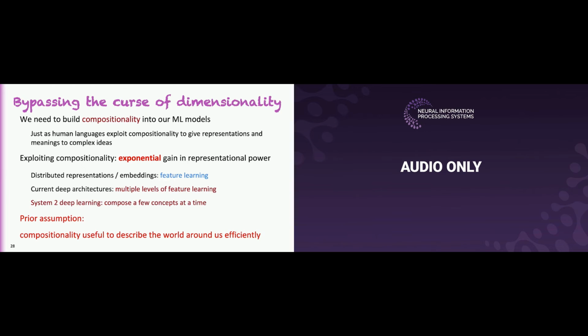But there's another kind of compositionality which we use in language, where we combine words, and we can even have recursive compositions to give meaning to complex ideas. And this is not something that current deep learning really does, even in language models.